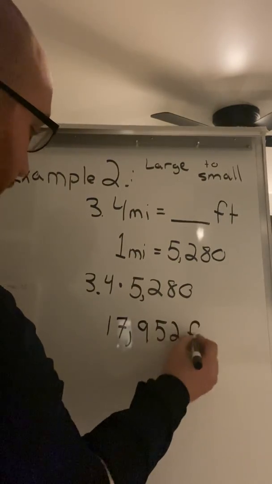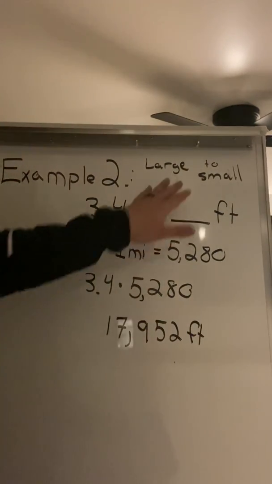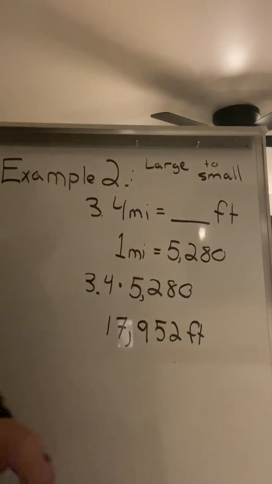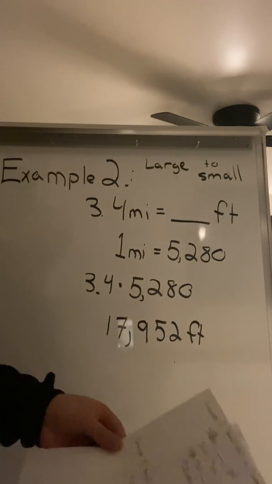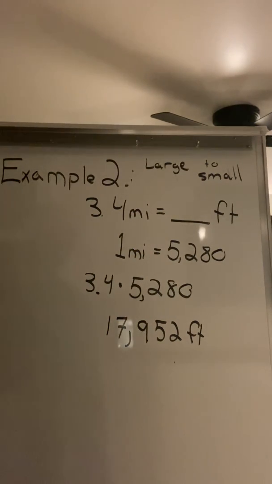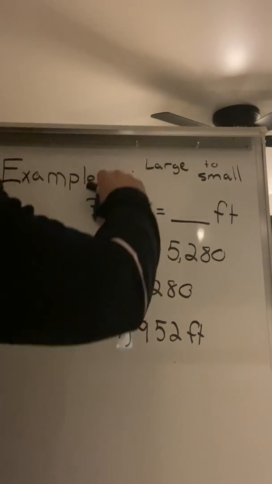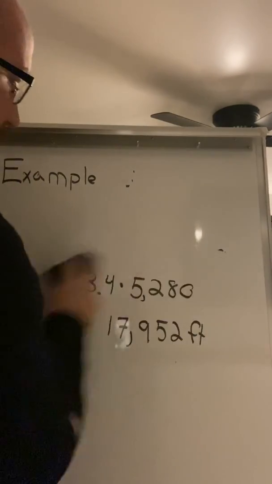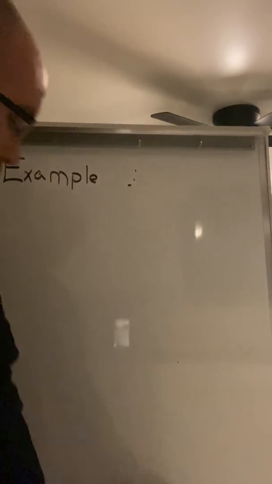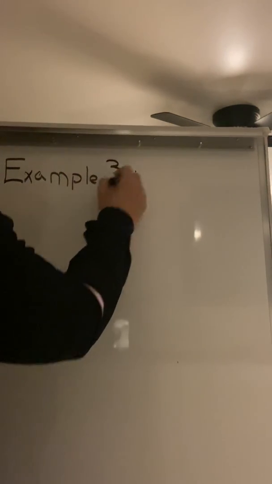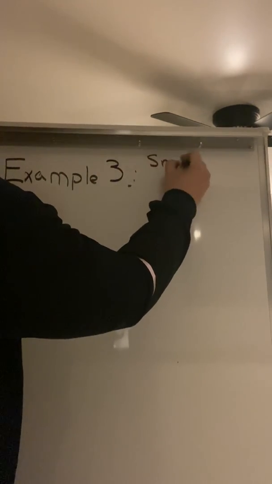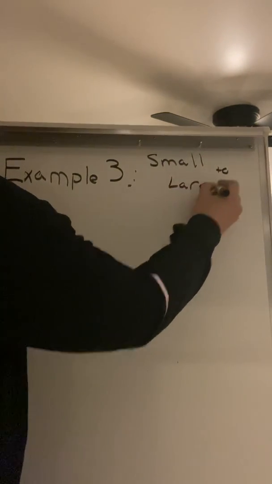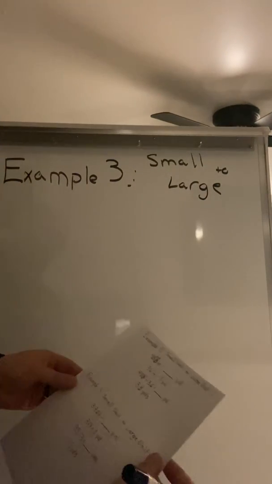So our answer, when we multiply 3.4 times 5,280, would be 17,952 feet. All right, so these are examples of going from a large unit, so miles, it's larger than a foot, to a small, okay? So those are 2 examples of going from a large unit to a small unit. So my next 2 examples are going to be going from a small unit to a large unit. So example number 3, we'll have set up small to large. And once again, I already have these written up for us.